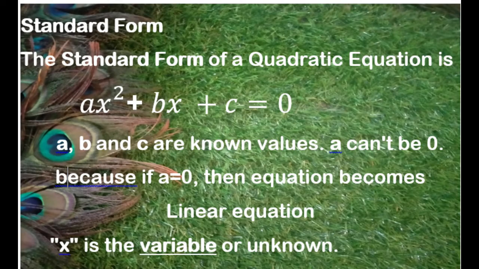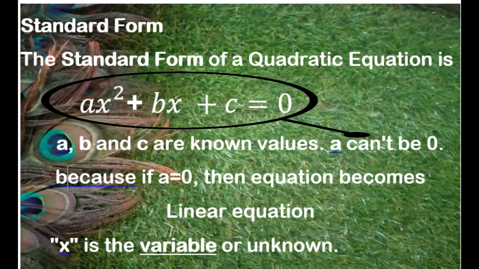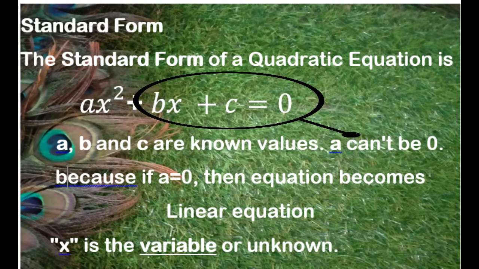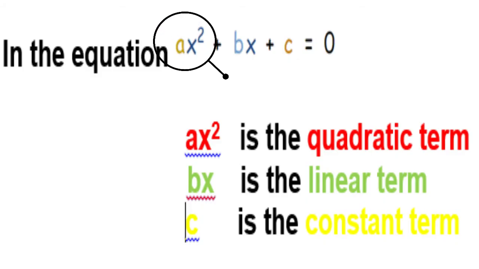The standard form of a quadratic equation is ax squared plus bx plus c is equal to 0, wherein a, b, and c are the known values, and a cannot be 0. Because if a is 0, it becomes bx plus c is equal to 0, and that is already a linear equation. So in the equation ax squared plus bx plus c is equal to 0, ax squared is the quadratic term, bx is the linear term, and c is the constant term.